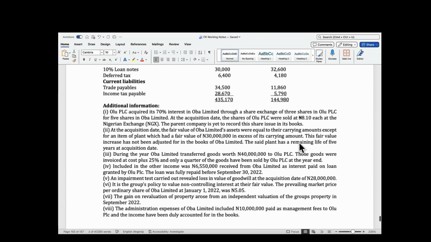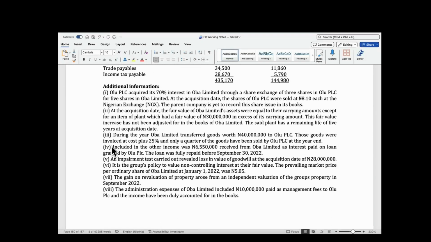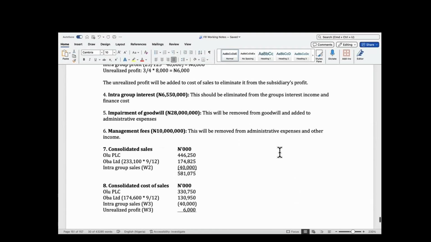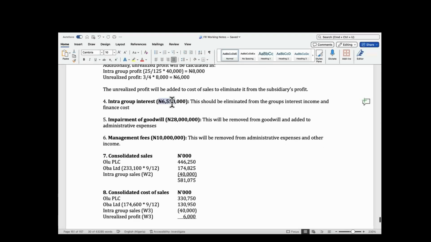Then the next one was this intragroup interest, which will be cancelled out, which I mentioned here. That this interest should be eliminated from the group interest income and finance cost. So we eliminate that. The next one was talking about goodwill. This would remove it from goodwill and add it to admin of the subsidiary.